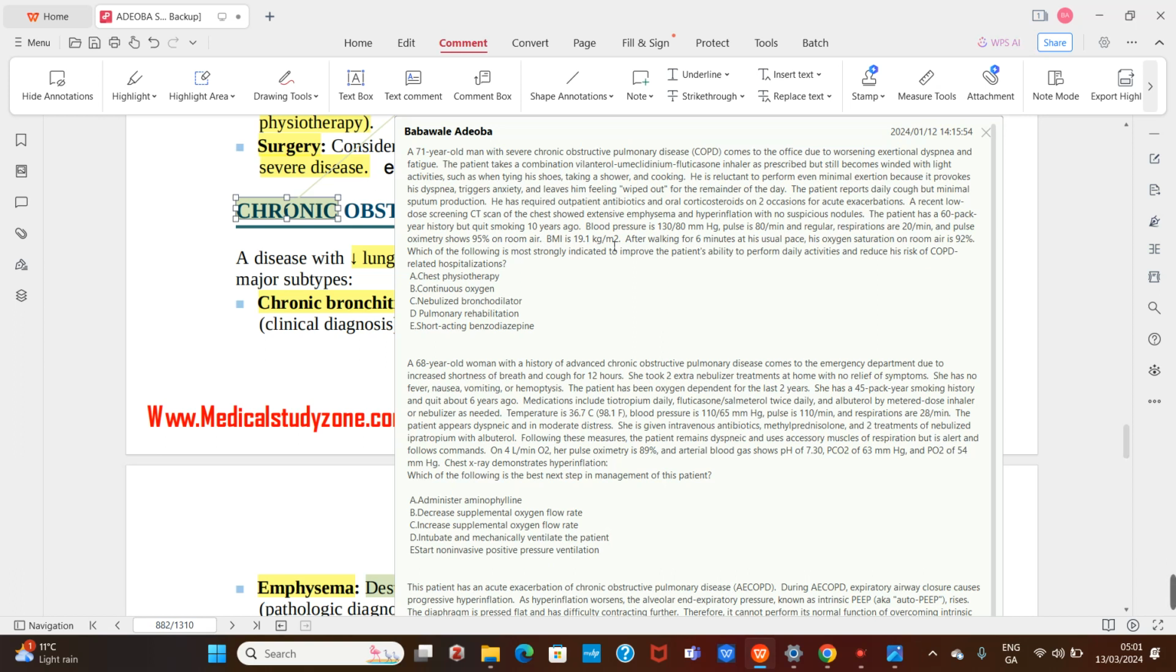BMI is 19. After walking for 6 minutes at his usual pace, his oxygen saturation on room air is 92. Which of the following is most strongly indicated to improve this patient's ability to perform daily activities and reduce his risk of COPD-related hospitalization?